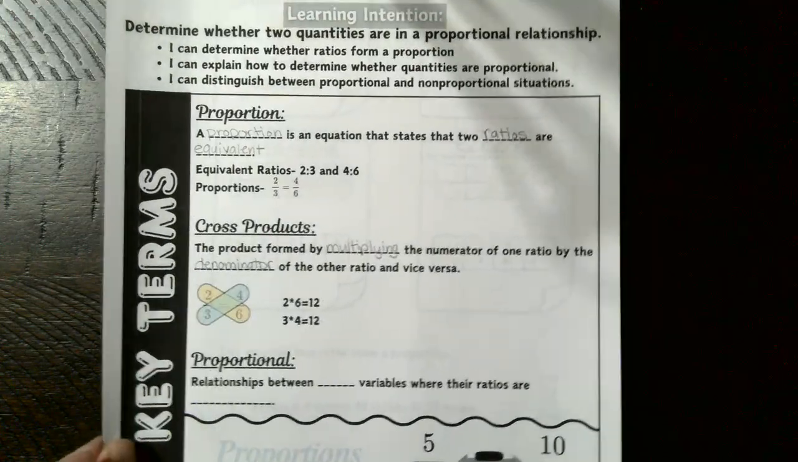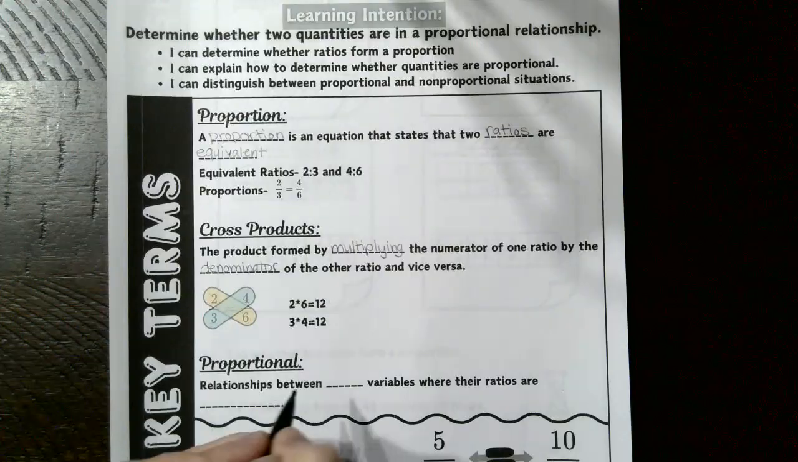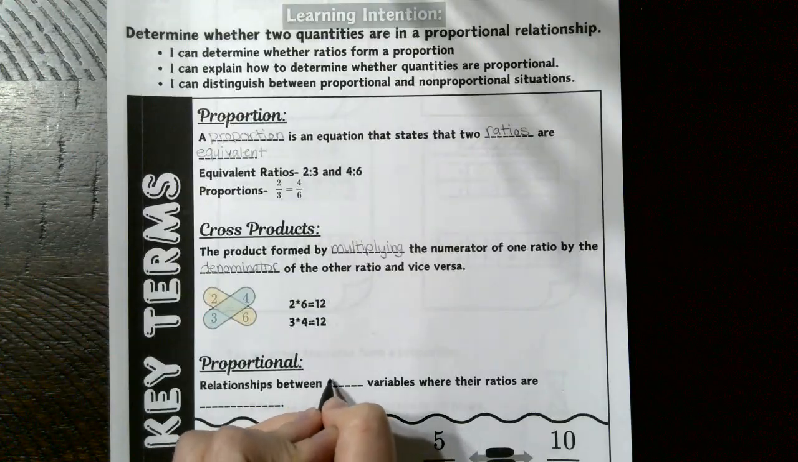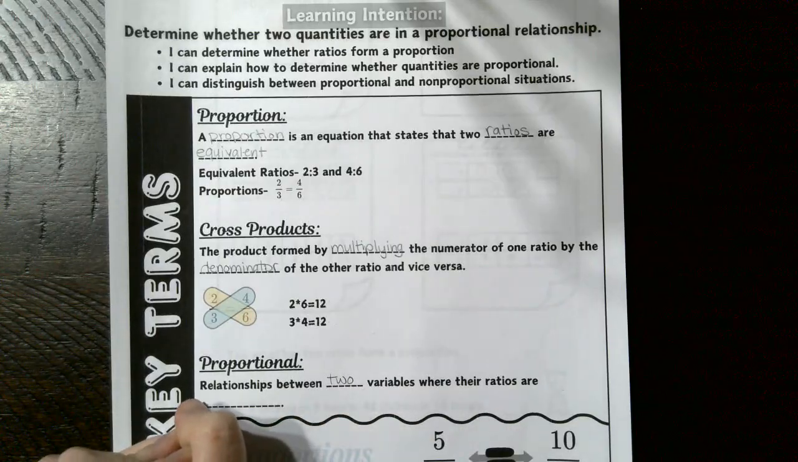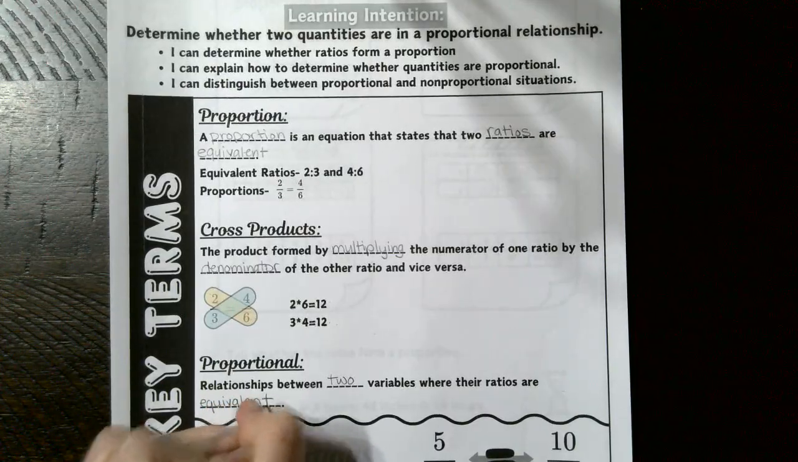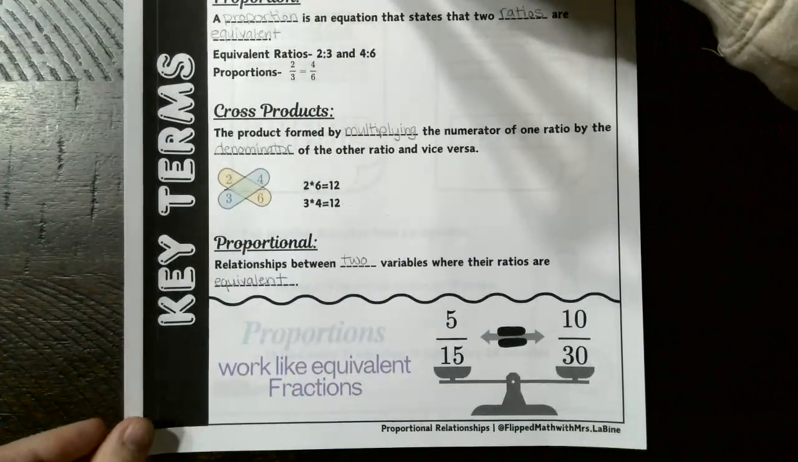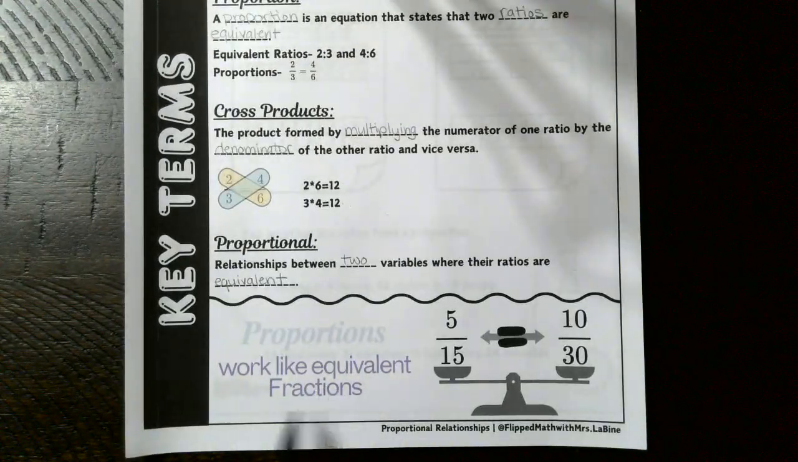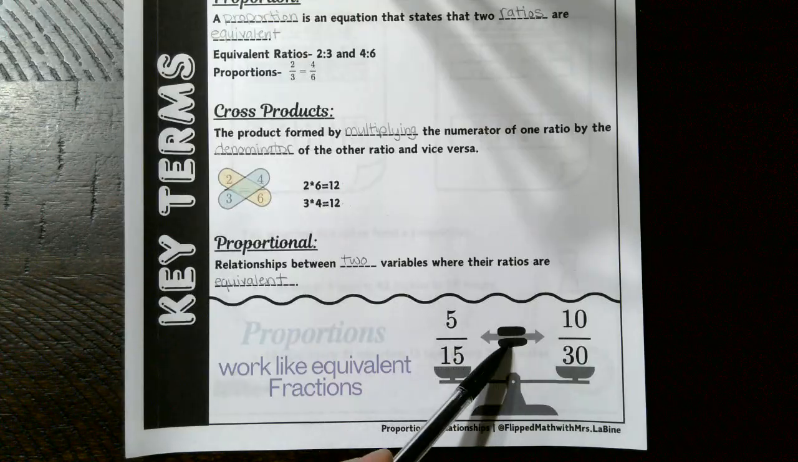Okay, so our last one here is proportional, means pretty much the same thing as proportion. Relationships between two variables where their ratios are equivalent. Okay, and on the bottom here, proportions work like equivalent fractions. So here is 5/15 is equal to 10/30.